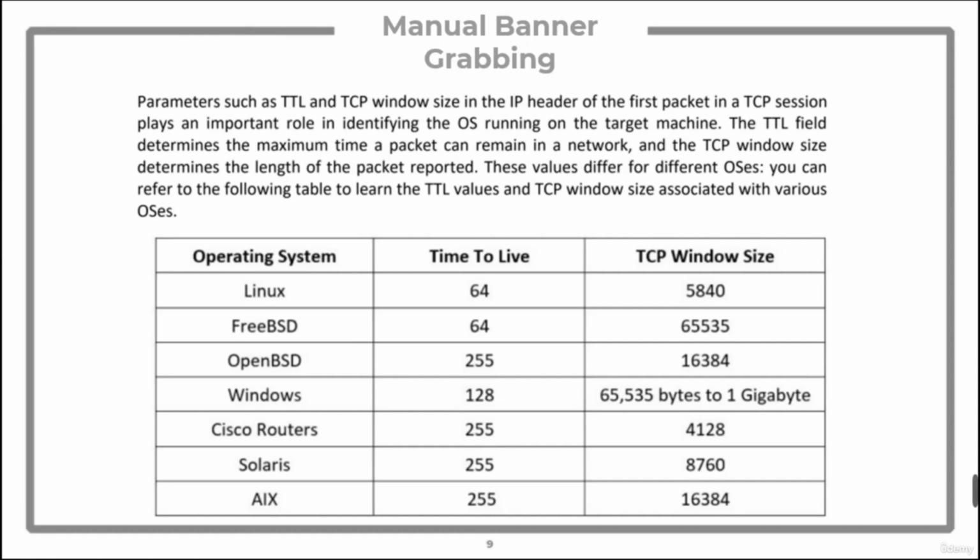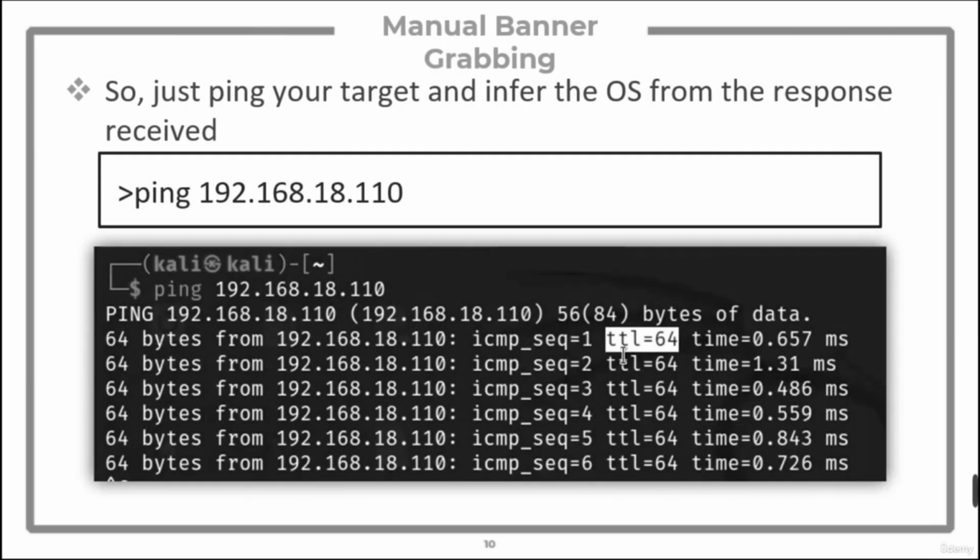You can also determine the OS with manual banner grabbing. Parameters such as time to live and TCP window size in the IP header of the first packet in a TCP session play an important role in identifying the OS. The TTL field determines the maximum time a packet can remain in a network, and the TCP window size determines the length of the packet reported. These values differ for different operating systems. You can refer to the given table and determine the OS with the values. So just ping your target and you can infer the OS from the response received.